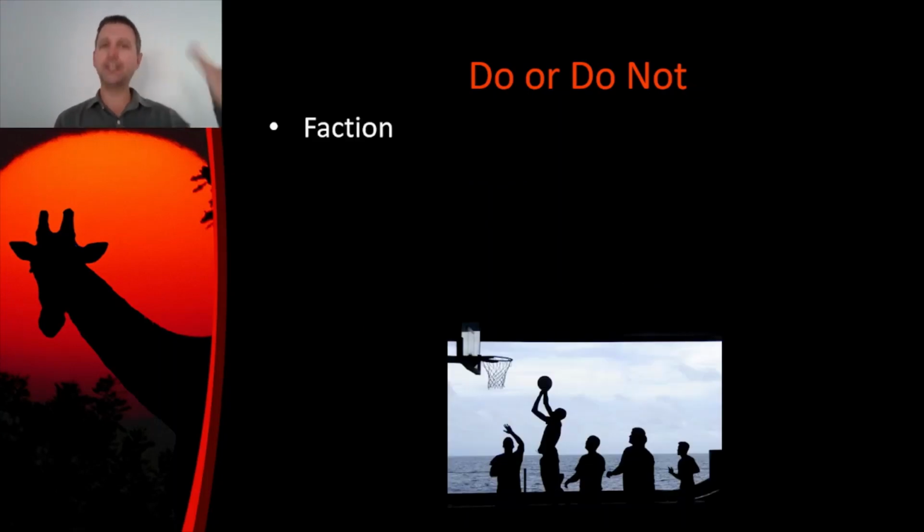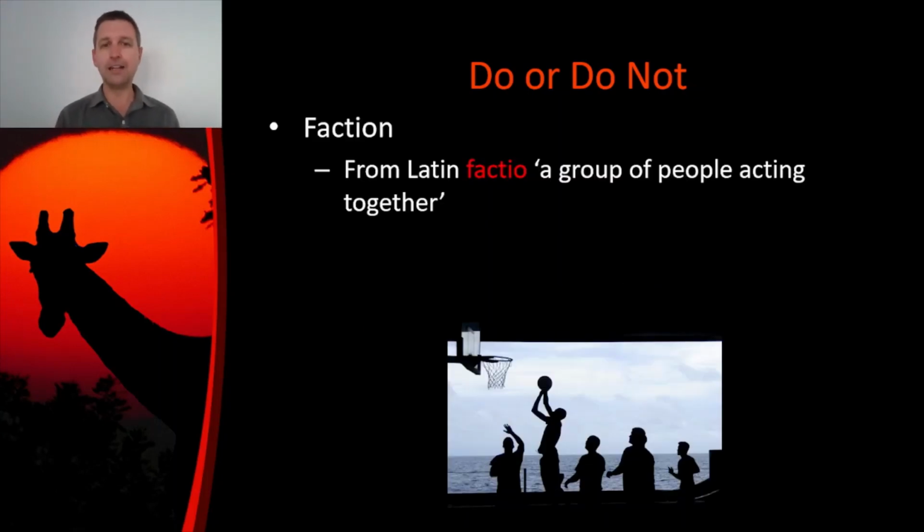What about faction? Faction also comes directly from Latin without some kind of French intermediation, as you can tell from the fact that it still looks a lot like the Latin word factio. A factio in Latin was a group of people acting together. This was used in two major ways back in Roman times. One of them was political, and one of them was sports. A factio would actually be a chariot team, because chariot racing was one of the big sports that they practiced and played in the Roman Empire.